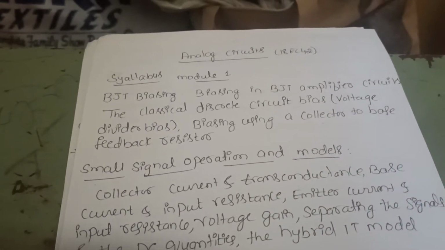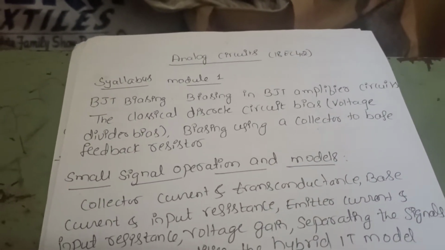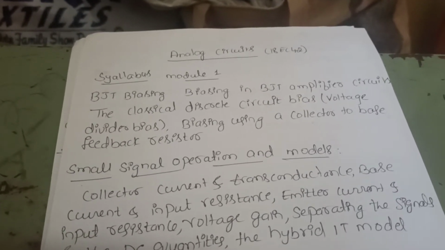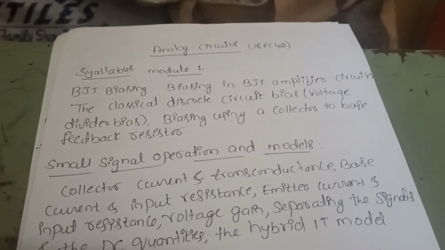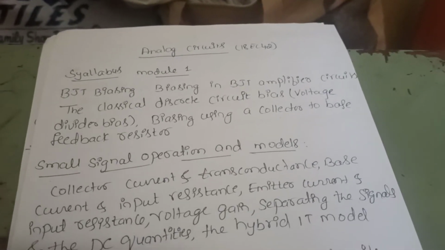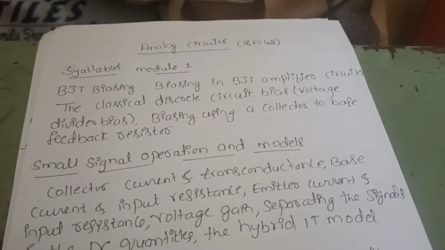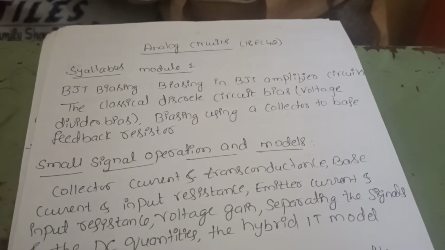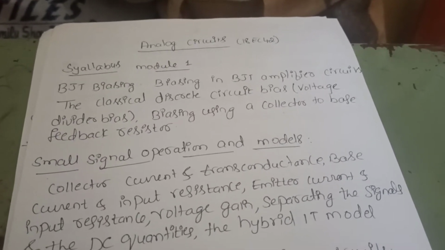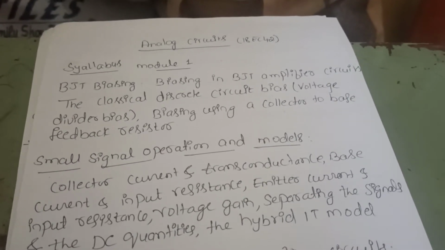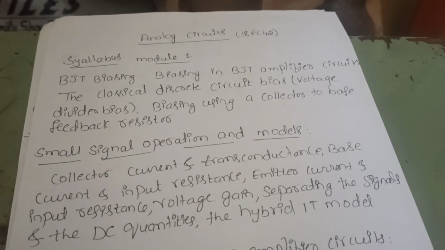So good morning friends. In this lecture video I am going to discuss the analog circuits. For this semester, in the fourth semester, I am going to handle analog circuits for your class. In the previous semester you discussed digital circuits. In this semester, the fourth semester, you have the analog circuits. Under the first module of the syllabus, BJT biasing. How to bias a BJT?